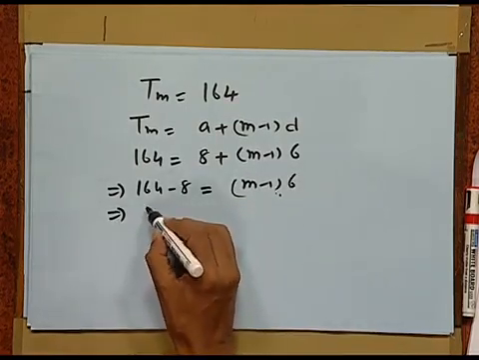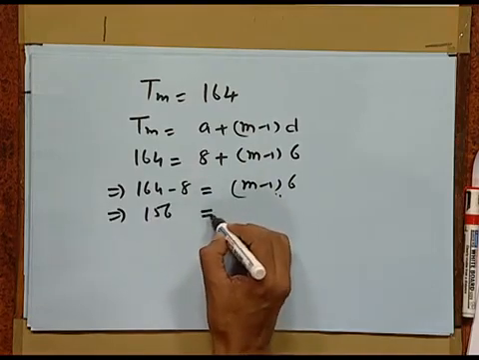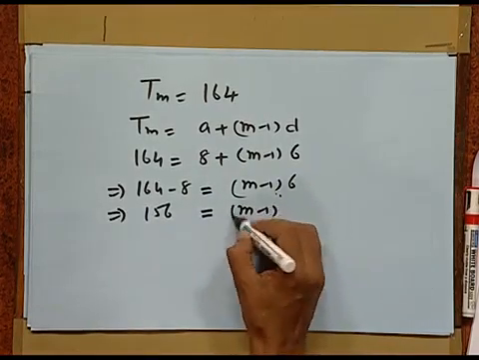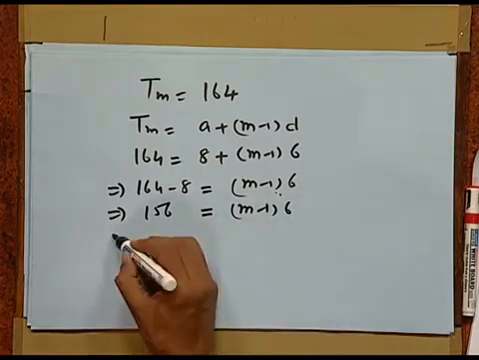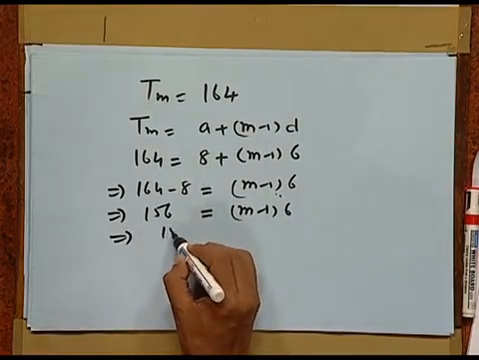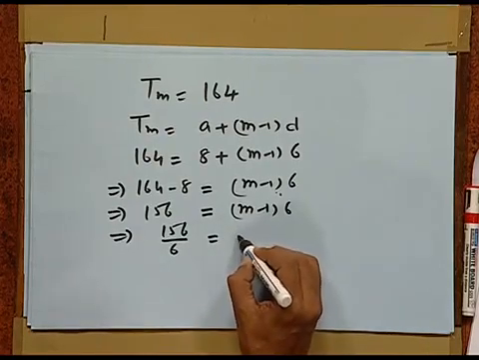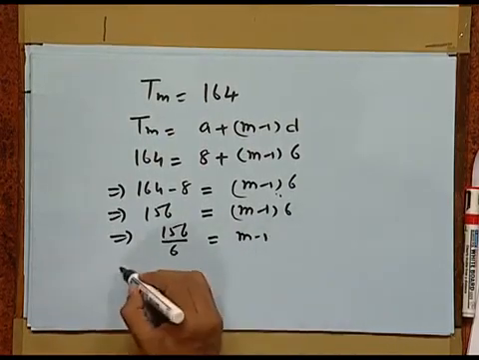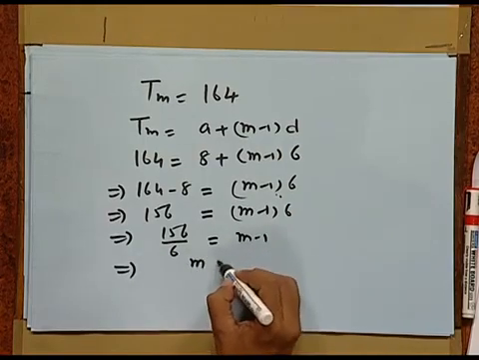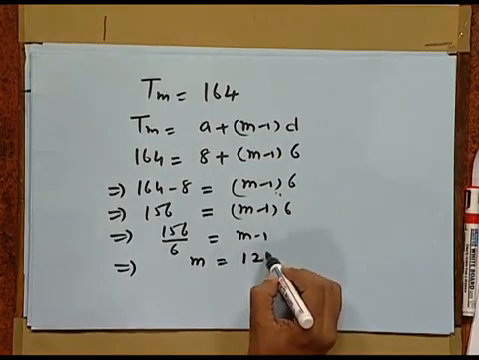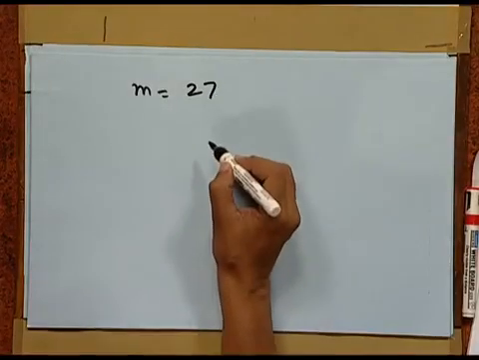That is, 156 is equal to (m minus 1) times 6, implies 156 upon 6 is equal to m minus 1. Ultimately, we get m equal to 27.